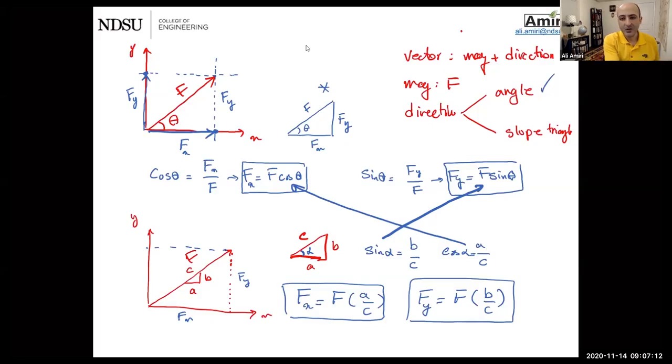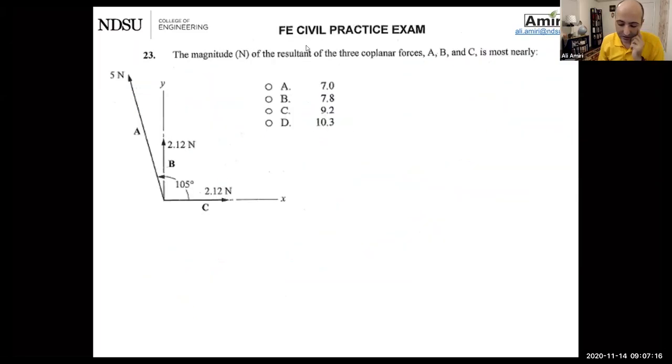Okay, so let's go back to the problem that we had. The magnitude N of the resultant force of 3 coplanar forces, A, B, and C, is most nearly. So coplanar means they're all in the same plane, and that plane is just the XY plane. So basically it's a way of saying these are all 2D vectors, which we can get from the figure, but that's the meaning of coplanar.